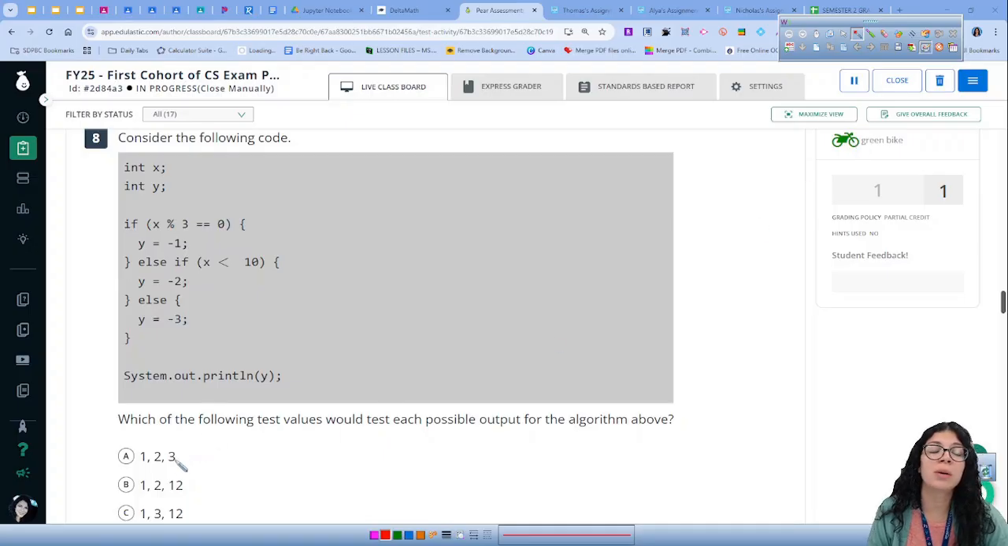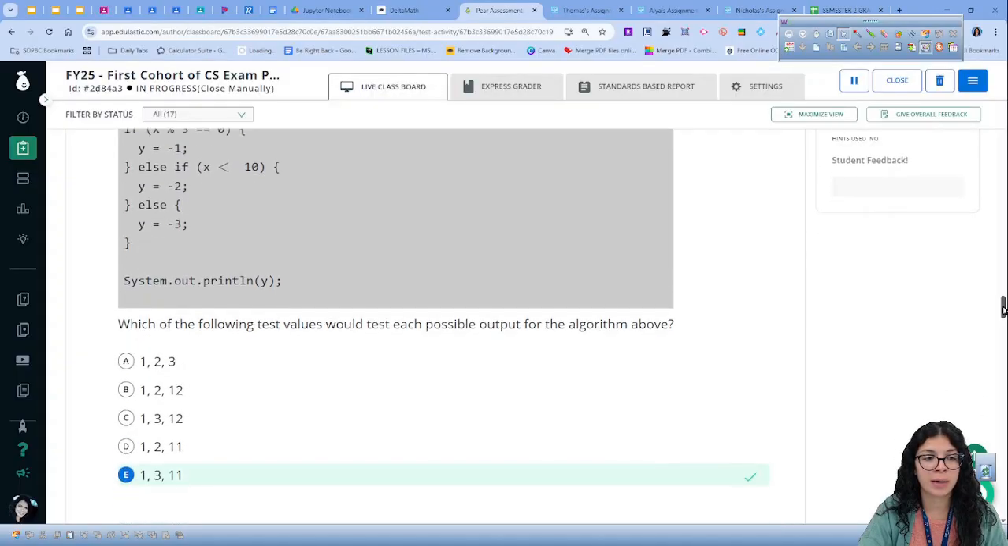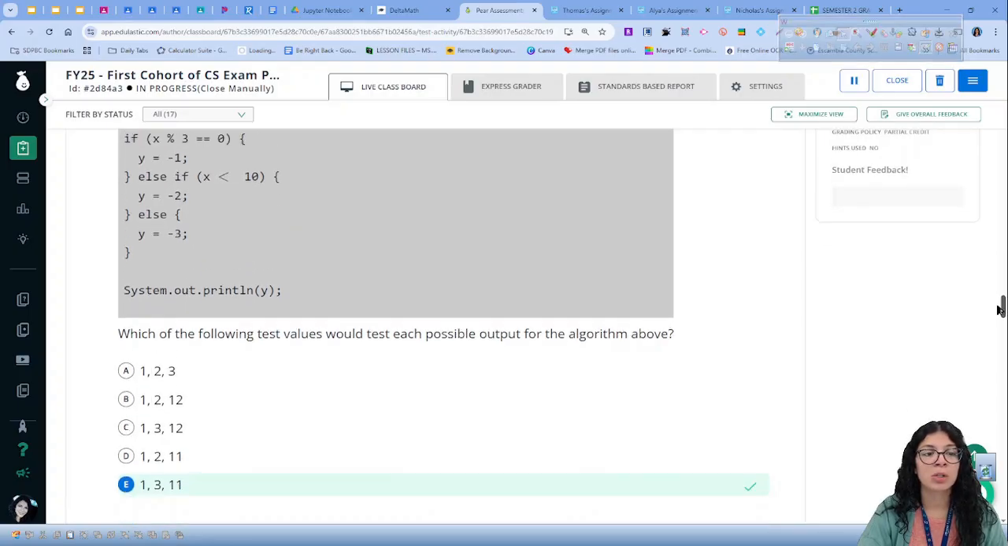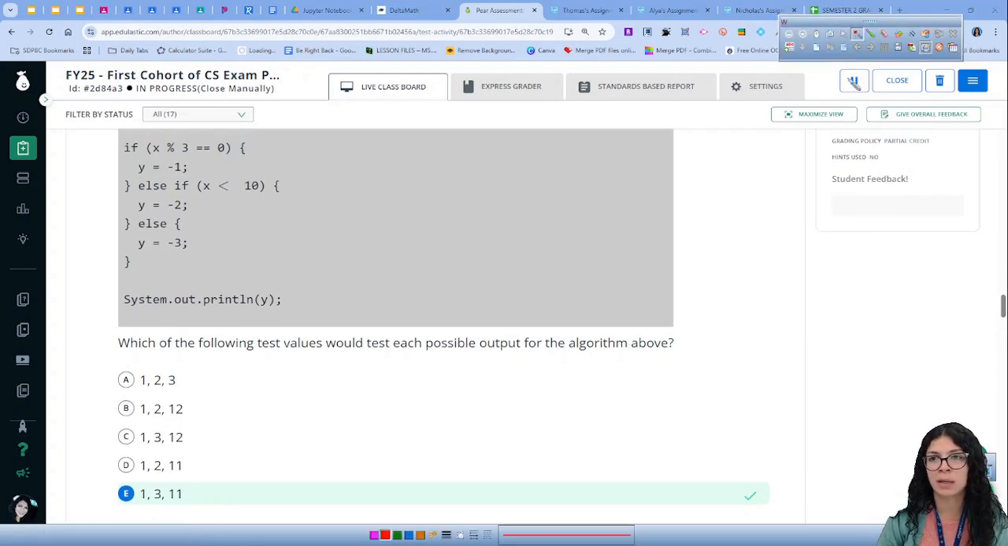So the question is, which one of these three test values will make the first condition true, then another test value that will make the first condition false but the second condition true, and then a third value that will make both first and second condition false and automatically run the else. So if we look at our answer choices, all of the answer choices here have 1 in them, right? I'm going to scroll down here just so that I could show all the answer choices. And at the beginning there, we're just declaring X and Y. So we have here on all tests that 1 is going to be used.